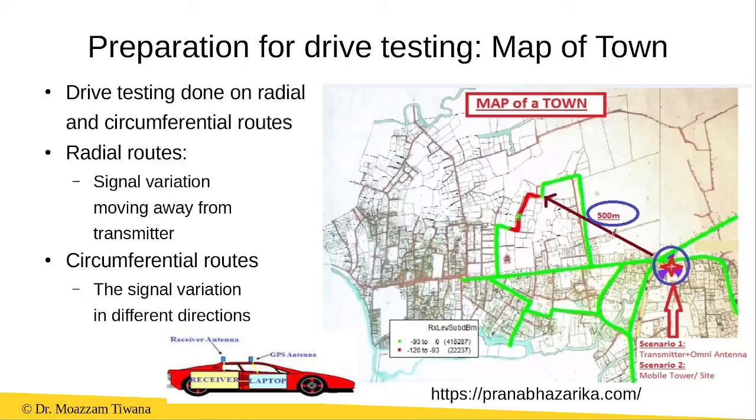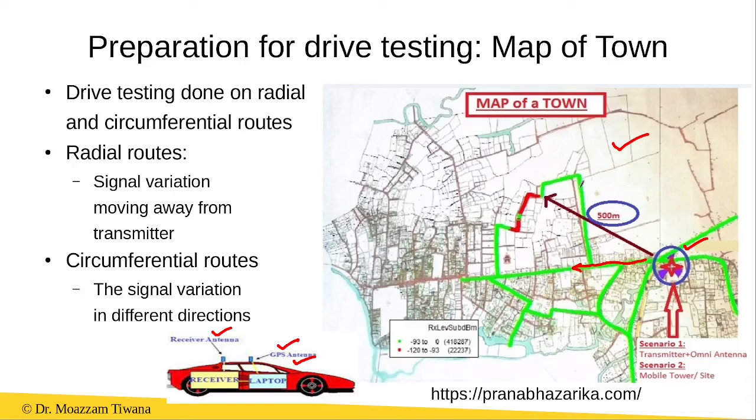Now, once we have installed the transmitter at the transmitter side, we place the drive testing receiver kit inside a car, and on the top of the car, we place the GPS antenna and the receiver antenna of the drive testing kit. Then we need the map of the region in which we are doing the drive testing. We make this drive test on the routes that are in radial direction to the transmitter, and we measure the change in the received power as we move along this radial route.